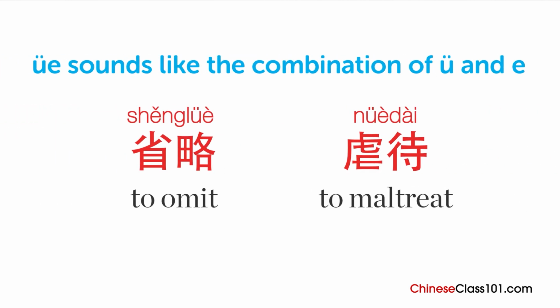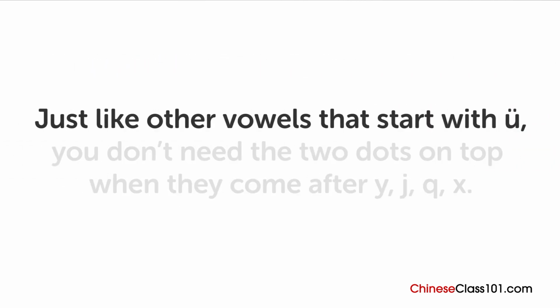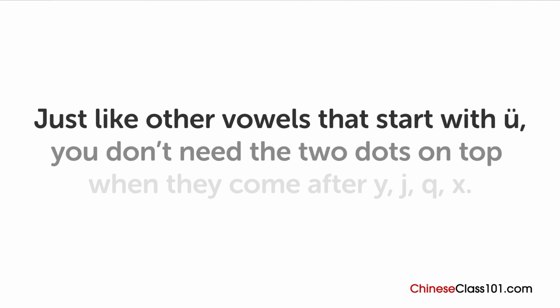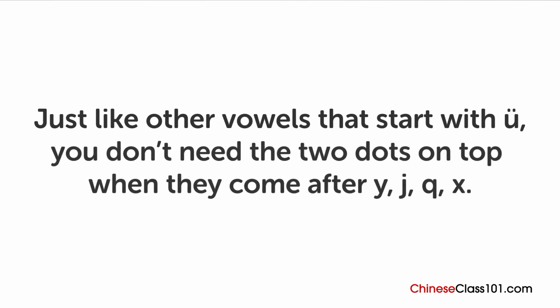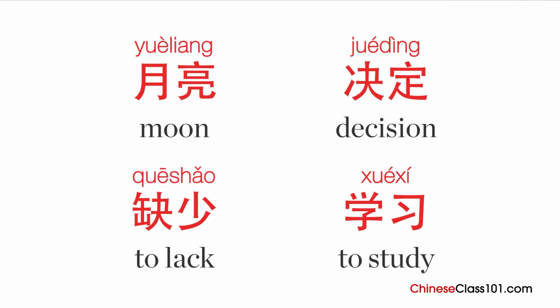Üe sounds like the combination of ü and e, as in 省略, 虐待. Just like other vowels that start with ü, you don't need the 2 dots on top when they come after y, j, q, x. In this case, we have 月亮, 决定, 缺少, 学习.